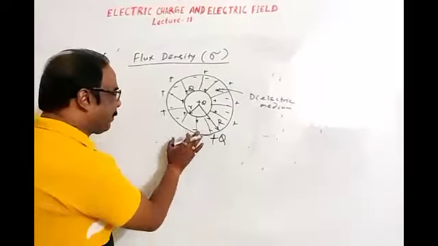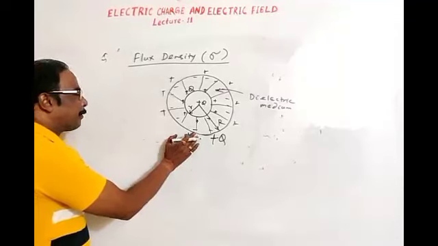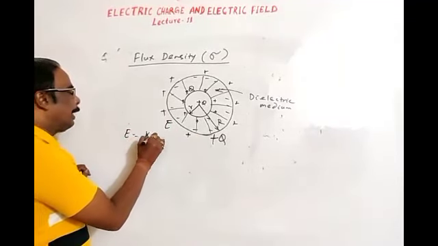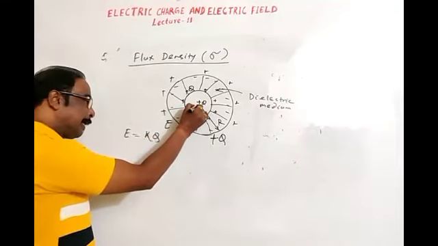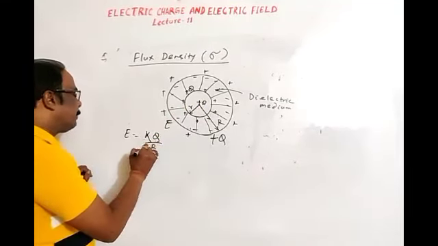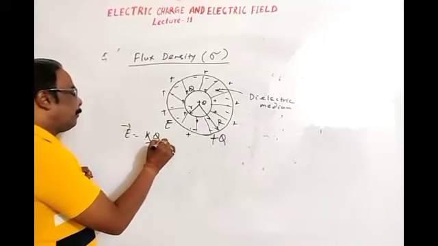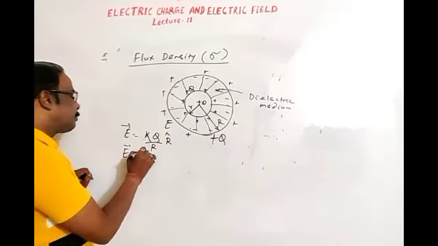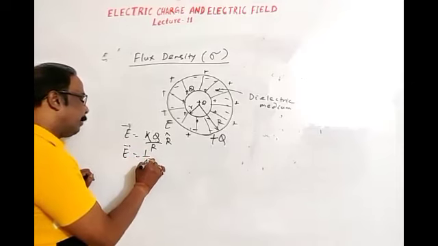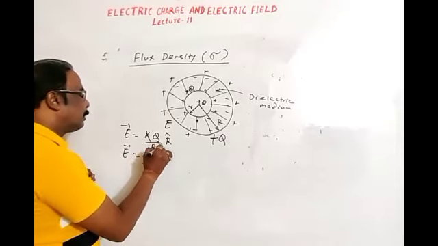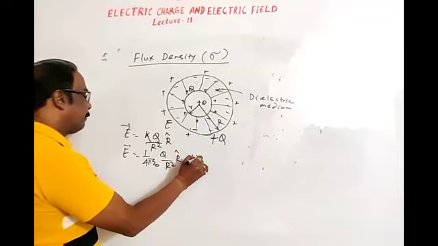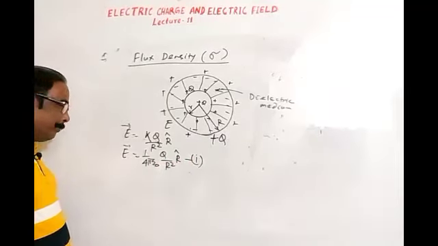Okay, electric field on the surface of the sphere. As we know, for a point charge Q, it is Q divided by R square, and in vector form we may write R cap also. Then the electric field is K, that is 1 divided by 4 pi epsilon naught, Q by R square into R cap. Okay, this is about the electric field.